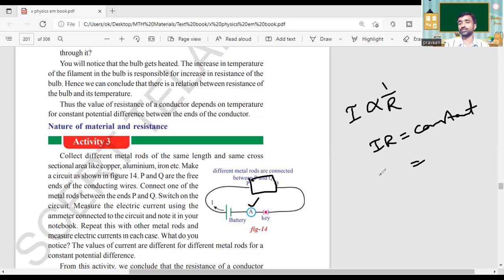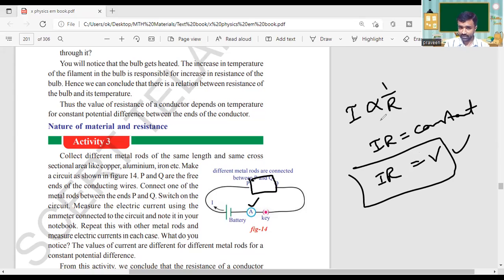That constant is what? Potential difference. I into R equal to V. Ohm's law, another form. I is proportional to 1 by R, or I is inversely proportional to the resistance. In this way also you are able to verify Ohm's law. So here I am measuring the current instead of measuring the resistance. If you want to measure resistance, use your multimeter by selecting the knob. Set your knob to resistance or set your knob to current. Anything you can measure, right?